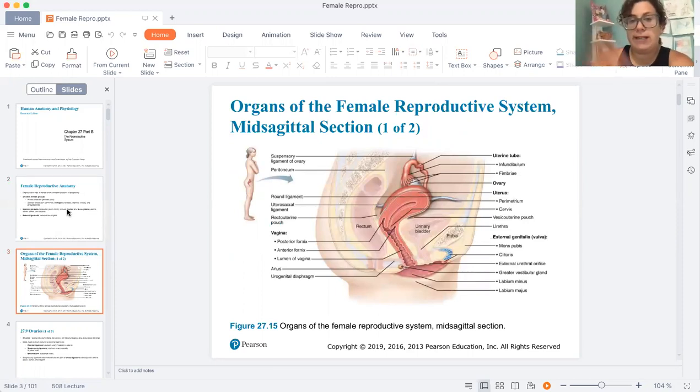When we're looking at a cross section or mid-sagittal section of the female pelvis, we see the urinary bladder is most anterior. Next comes the vaginal canal, and then the posterior rectum. Right over here is the vaginal opening. Posterior to that would be the anus. Anterior to that would be the urinary bladder.